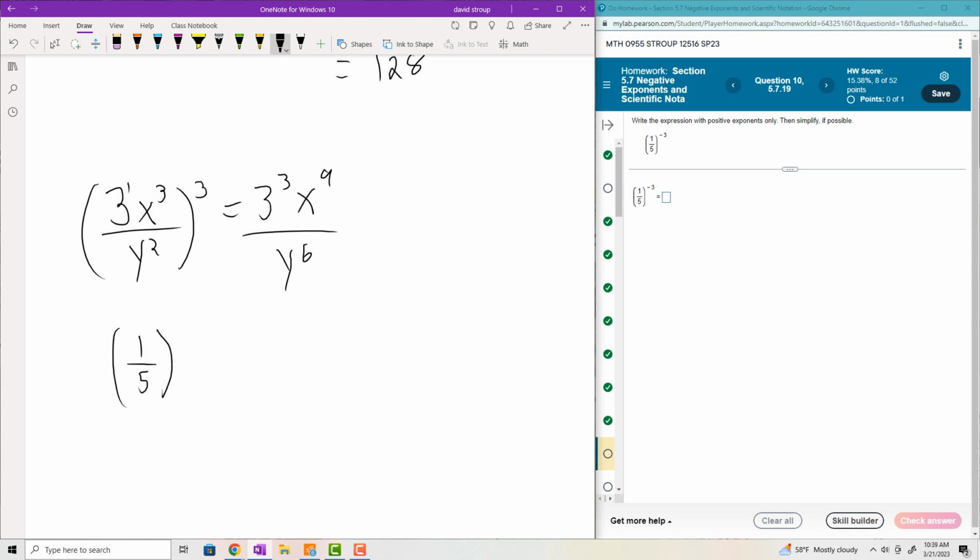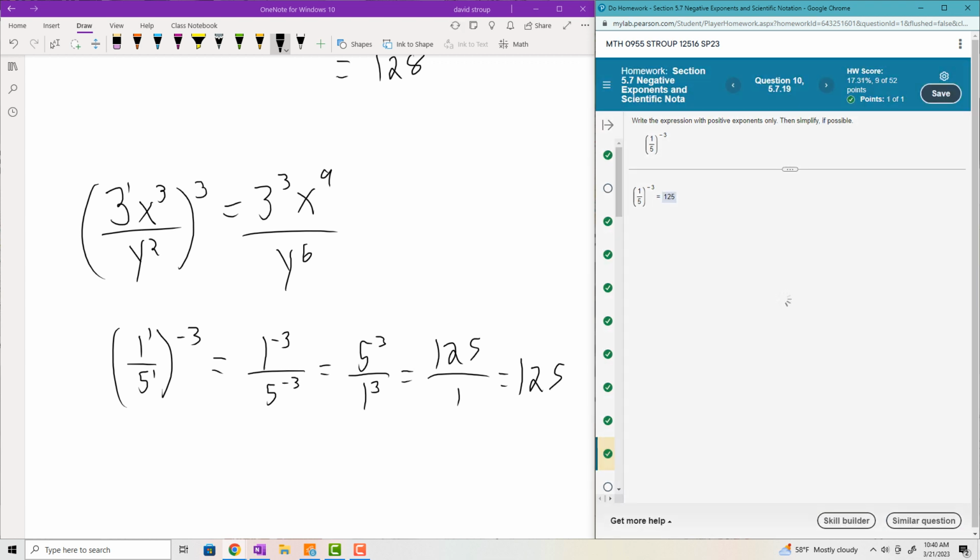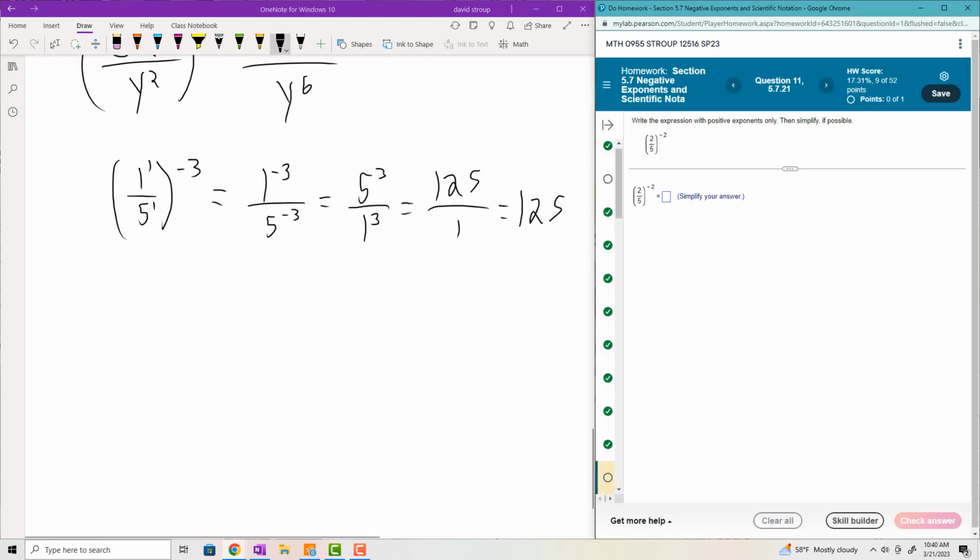I have 1 over 5 to negative 3. So the exponent on 1 is 1. The exponent on 5 is 1. So you get 1 to the negative 3 all over 5 to the negative 3. Move the 5 up, change the exponent, move the 1 down, change the exponent, and then multiply out. 5 cubed is 125, 1 cubed is 1. Simplify that, it's 125.